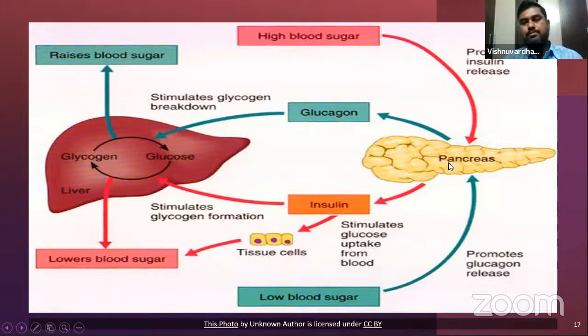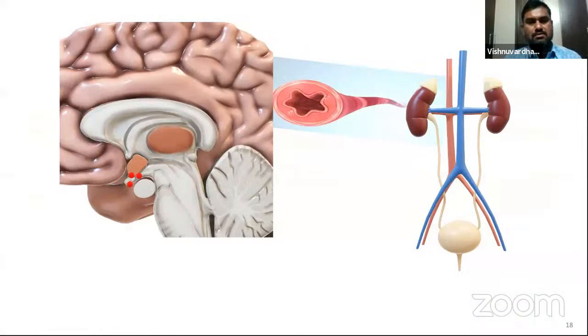When receptors in the pancreas detect high blood sugar, pancreatic cells will produce insulin. This causes reducing of high blood sugar. When pancreatic receptors detect low blood sugar levels, this will produce glucagon. This will cause a rise in blood sugar. They work in opposite ways.